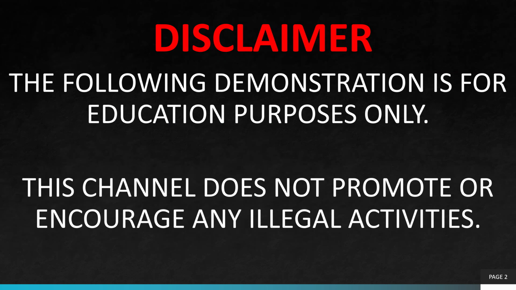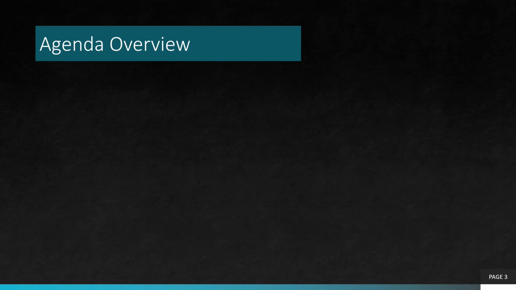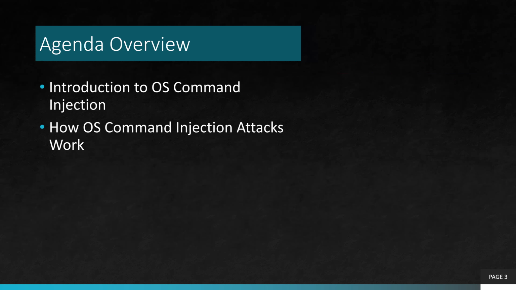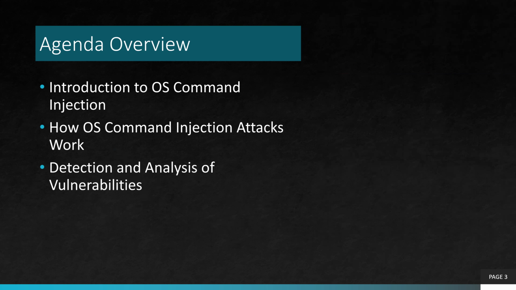That's my disclaimer here. Agenda for overview. What are we going to discuss in this session? We're going to talk about an introduction to operating system command injection. What is command injection? How do you do that one? How do command injection attacks work? And then detecting and analyzing vulnerabilities on your operating system, whether it's Linux, Windows, Mac, or Mac, which is a Unix operating system. Any system is vulnerable to OS command injection, and how to prevent them. I'm going to discuss prevention and mitigation strategies.